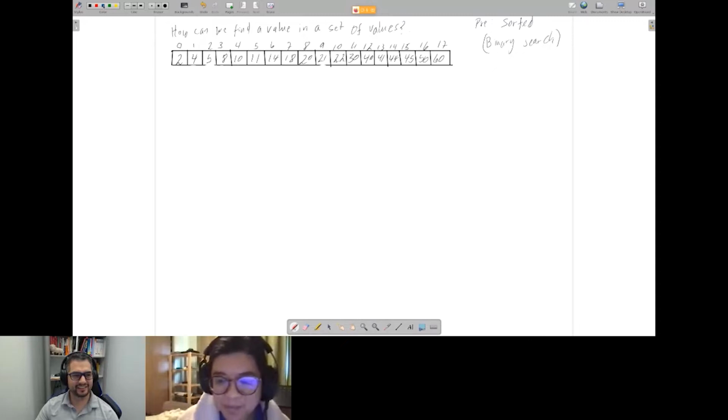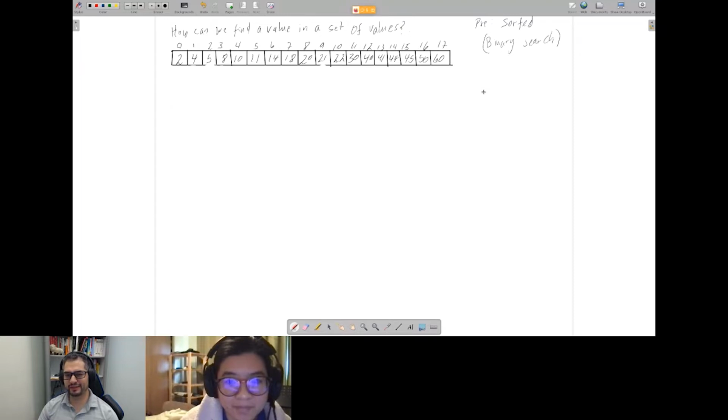So the idea is that if we know the array is sorted, we can look in the middle of this, from 0 to 70. How do we find the middle?